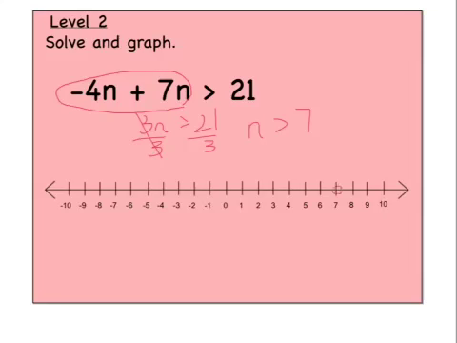I'm going to put an open circle at 7. And all the numbers that are greater than 7 are located to the right.